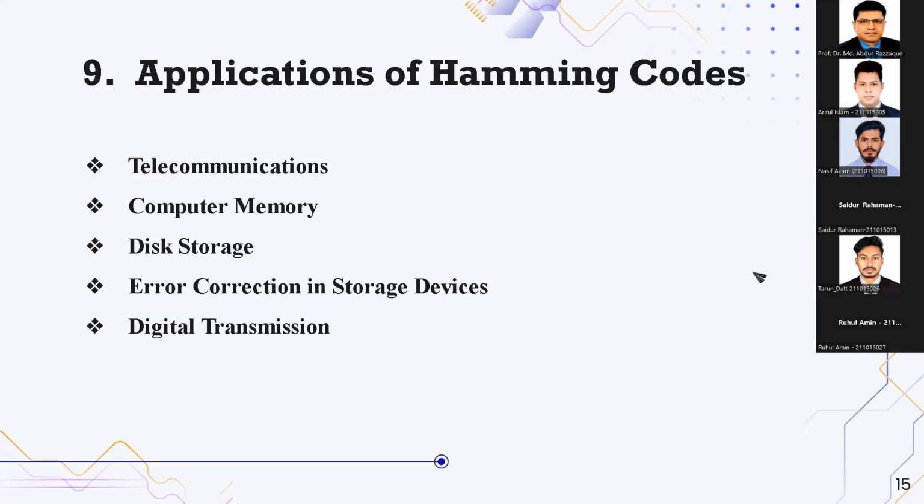Disk storage: Hamming codes are used in storage devices like hard disks to protect data from corruption due to magnetic interference or other degradation. Error correction in storage devices: used in hard drives, flash drives, and other storage devices to safeguard data from getting corrupted or lost. Digital transmission: Hamming codes ensure accurate transmission of data in digital TV, radio, and other broadcast systems. Next slide, please.